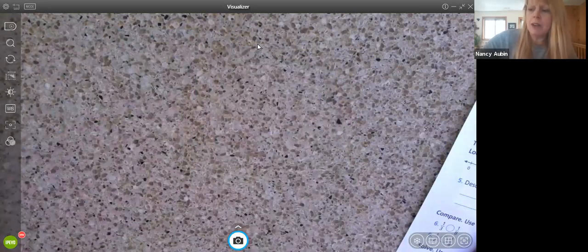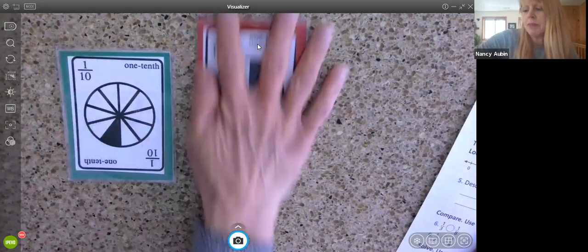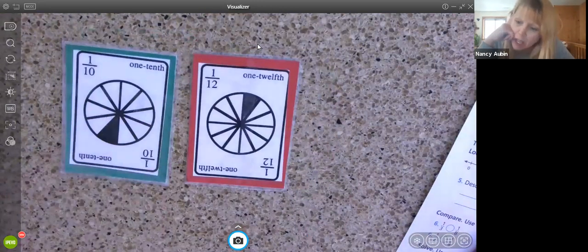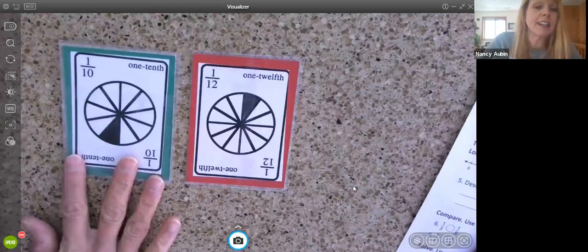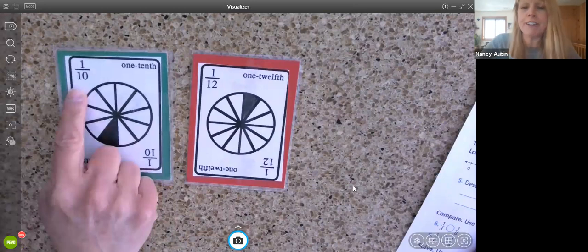1/10 and 1/12. Stand up if you think 1/12 is greater than 1/10. Ooh, good job. I don't think I stumped anybody. Stand up if you think 1/10 is greater than 1/12. Nice. You're getting the hang of it. The lower the denominator, the greater the fraction.